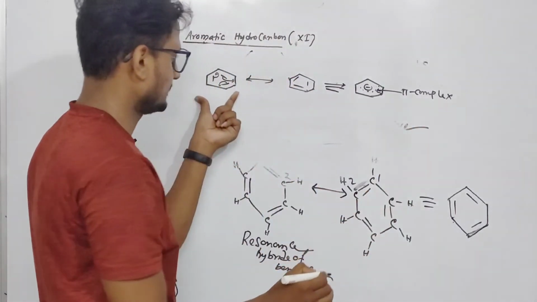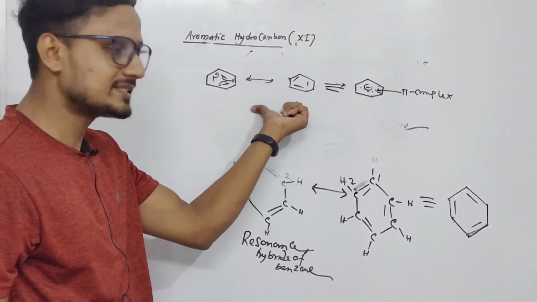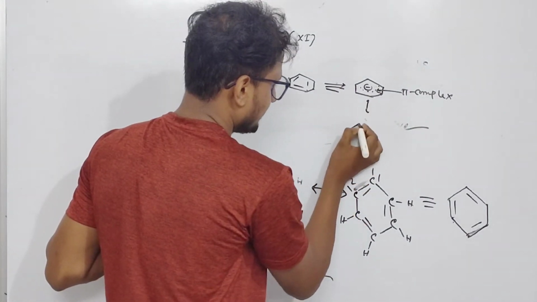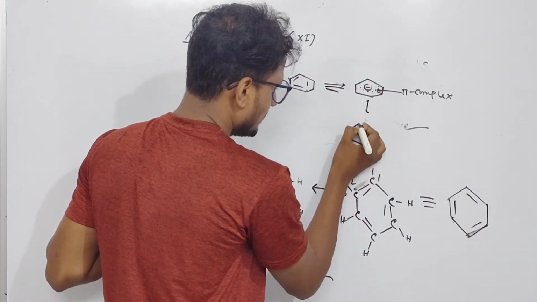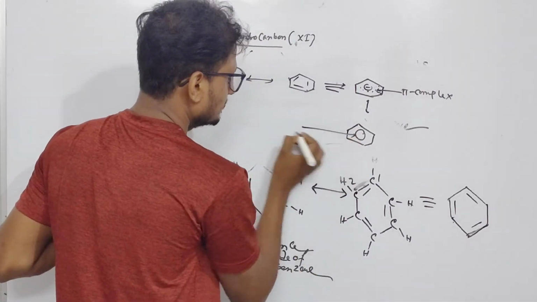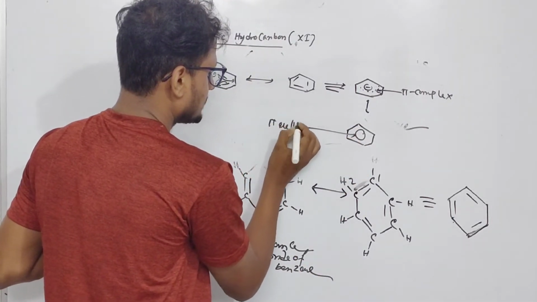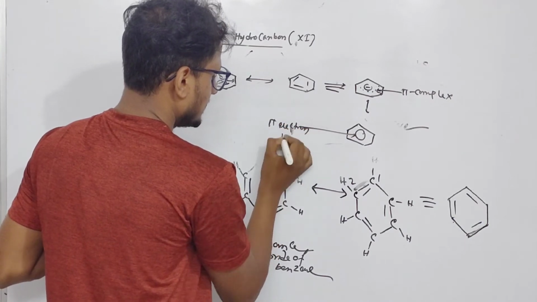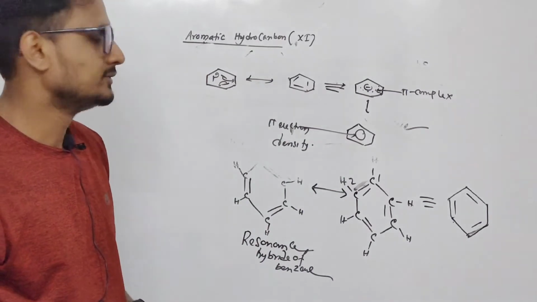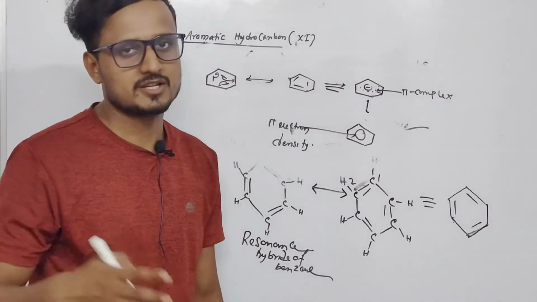Combining these two structures, we can say this is the pi complex, and we know the benzene is drawn like this, with a circle in between, and this denotes the pi electron density. Okay, pi electron density. So write this one and let me check if this is working or not.